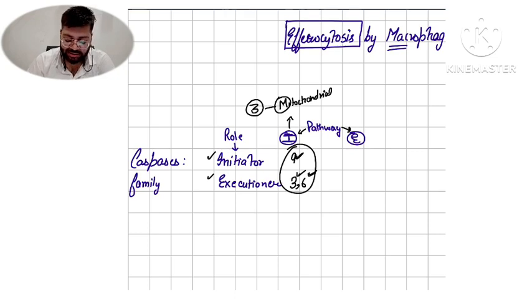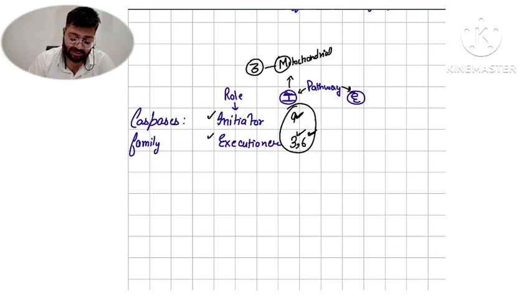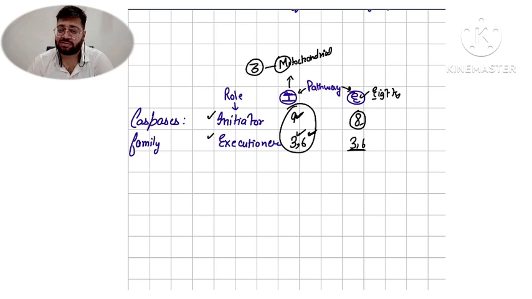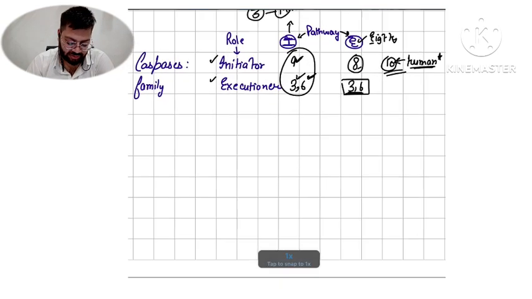The next is the extrinsic pathway. The initiator will change to 8, caspase 8. And the executioners are the same, 3 and 6, so there is no change. I would like to tell you that caspase 8 is not in humans. In humans, we find caspase 10. It's a little detail we need to know. That's all about the caspase family.